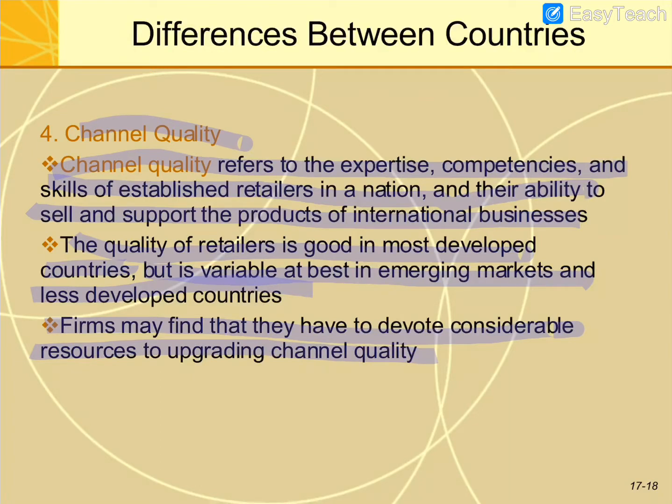So that's why it's very important for you to choose the best channel for your marketing. Because of the channel quality, if you are from one of the most developed countries, normally the quality of retailers is good, the channel quality is good, but variable at best in emerging markets and less developed countries. So for example, you are from the US, that means you have quality in your channel. Okay, channel in marketing, bukan channel TV. So I hope you know what channel means.